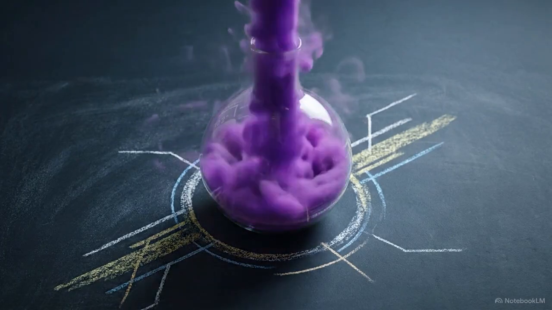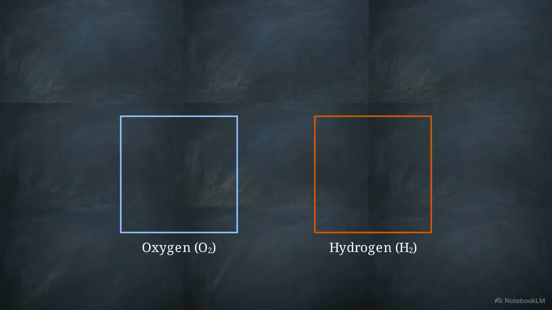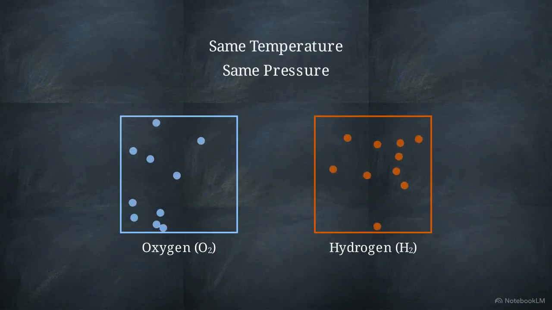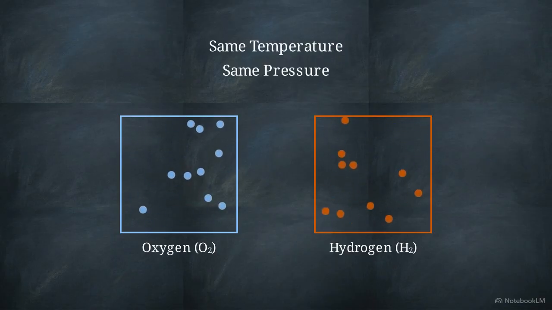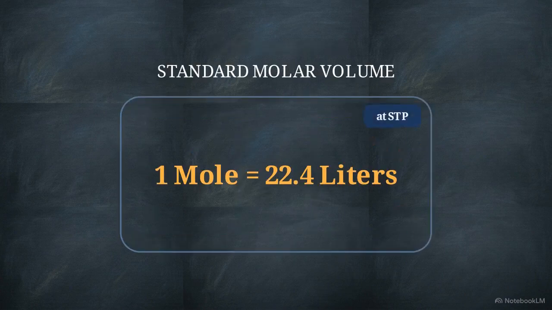container they fill. Because a gas expands and contracts based on its environment, we must measure these volumes at standard temperature and pressure, or STP. Avogadro's hypothesis states that equal volumes of different gases, at that same temperature and pressure, contain the exact same number of particles. This provides a predictable constant. At STP, 1 mole of any gas occupies a volume of exactly 22.4 liters.